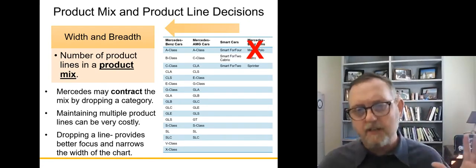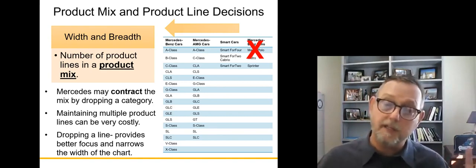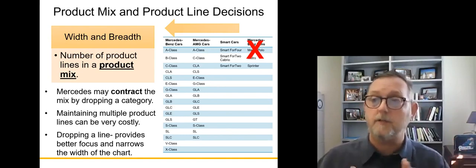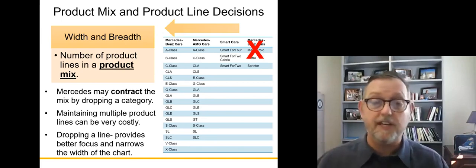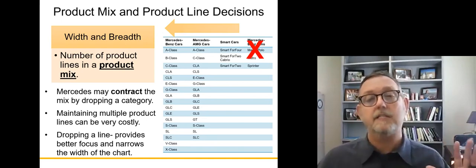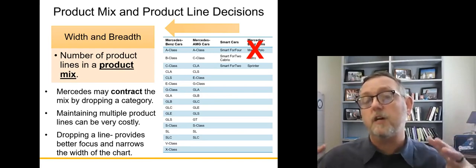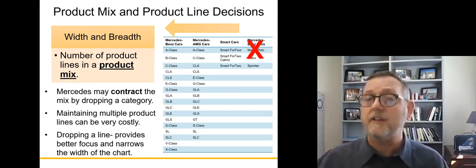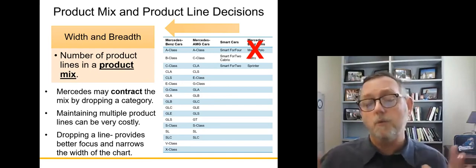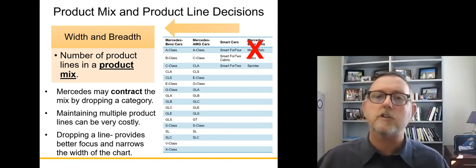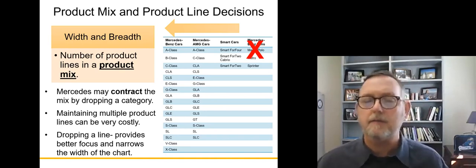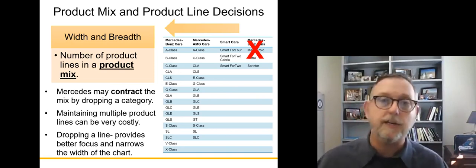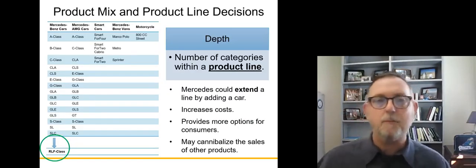Another thing that we could do, instead of expanding the mix, we could contract the mix, which simply means that we're going to drop a category, right? So in this case, we have an example of dropping the vans. Dropping the vans means that we're going to be able to focus our resources on the other product mix elements, and we're not going to get distracted by the van line anymore. So it's a way to refocus your company, to restructure your costs, and it sometimes helps to contract. So you can grow and you can shrink strategically.